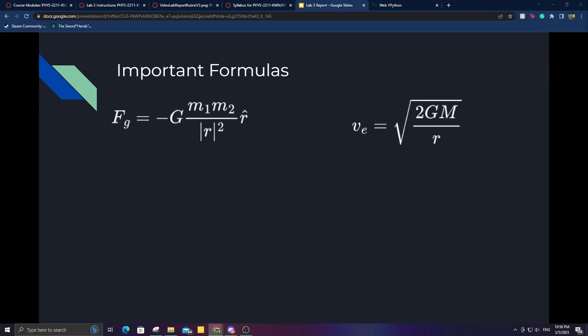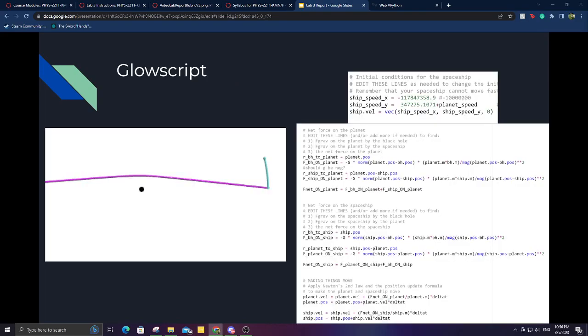The other formula is the escape velocity formula, which can be derived from the kinetic energy formula as we did in class. This formula is essentially useful to finding out how much velocity is needed to leave the planet. It allows us to find the initial velocity needed to escape a mass of size m and radius r. Here's a picture of my GlowScript model and code. The code is pretty standard, and the model shows that the spaceship was able to escape the planet without crashing, as well as move pretty close to the black hole without being sucked in.